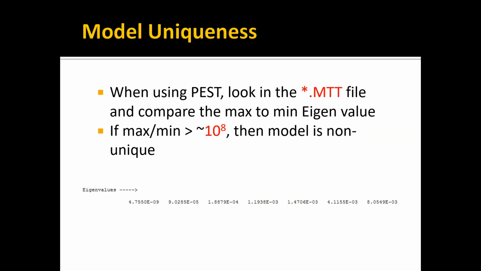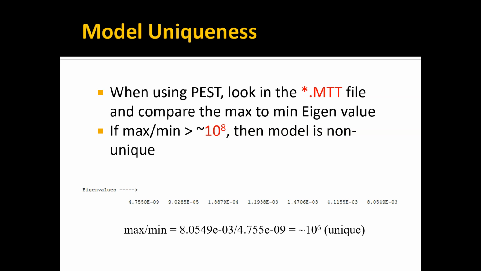So this is what the file looks like. In this case, there's only 7 parameters. Often you have much more than this. But if you look through that, in this case, the maximum eigenvalue would be the one on the right, 8.0549 e to the minus 4. The minimum one is the one on the left, 4.755 e to the minus 9th.